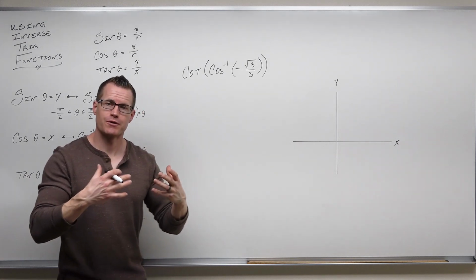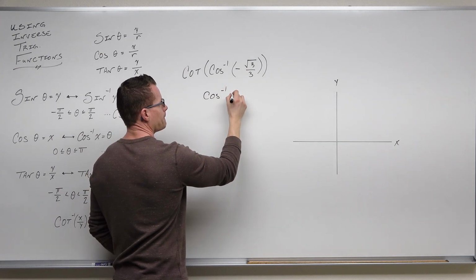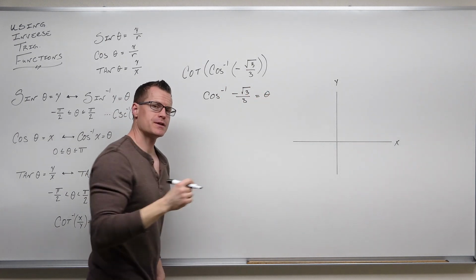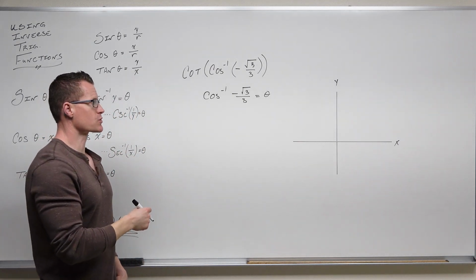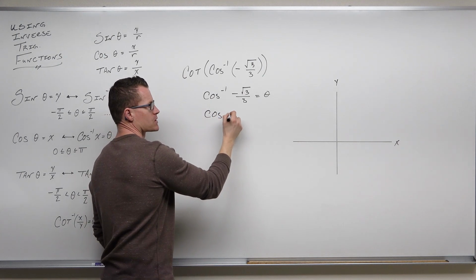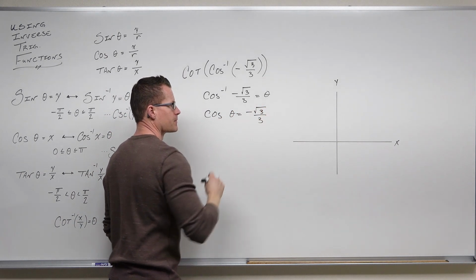We know that inverse trig functions give angles. Start with that. Cosine inverse of negative square root 3 over 3 gives you theta, if and only if cosine theta equals negative square root 3 over 3.